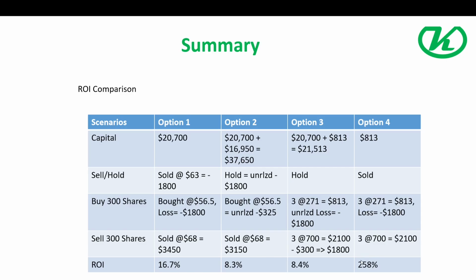Now, the return on investment is higher because once we sold our 300 stocks at $68, all that capital is free. We could have invested that capital somewhere else. In the other option we bought the shares back, but in this option we are not buying the shares. We are only buying the call option. So we are spending $813 instead of buying 300 shares at $56.50. The capital required in this particular option is much lower, and the return is higher, but our profit is only $300 once you account for the $1,800 loss.